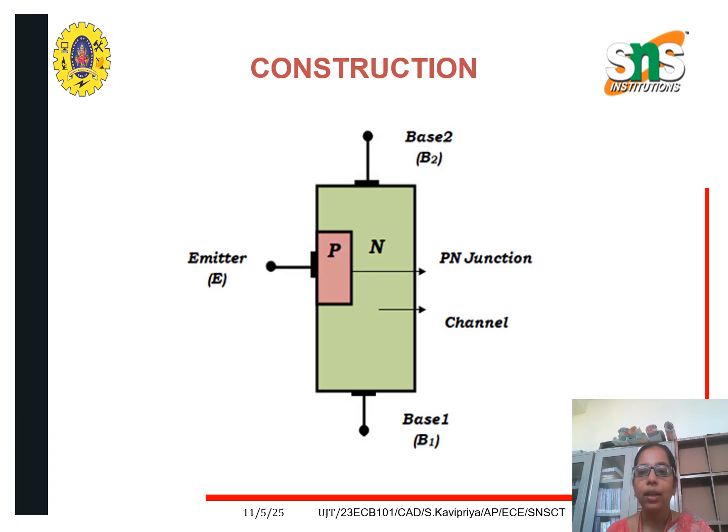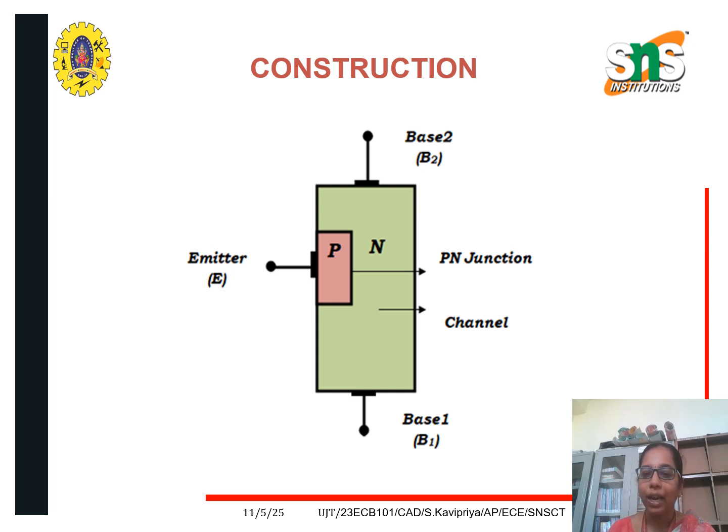Next is the construction of the UJT. We have a P-type semiconducting material and an N-type semiconducting material, and we have a single junction. That's why we call it a unijunction transistor. A single PN junction is available in the UJT.